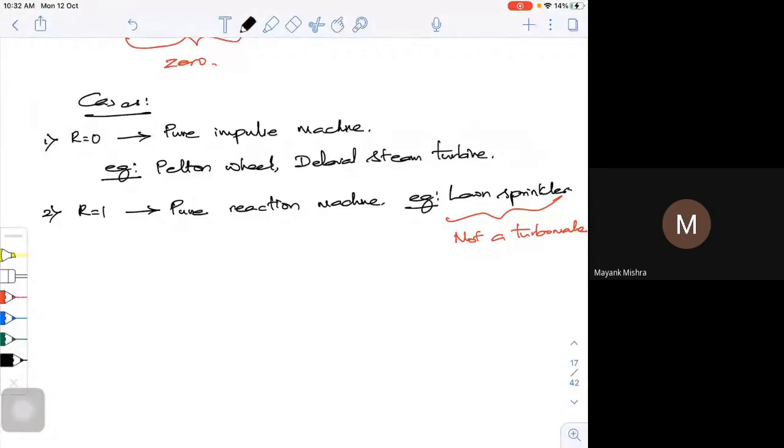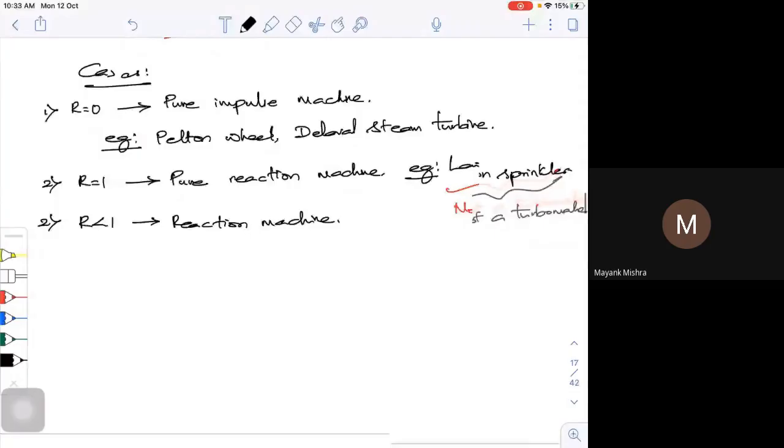But what is a practical turbo machine? A practical turbo machine will have R less than 1. Those are your reaction turbo machines. I can have a reaction of 0.7, 0.8, and so on. If R is equal to 0.5, there is a 50% degree of reaction. So 0.5, 0.6 are reasonable numbers where I can call those reaction turbines. This is about your degree of reaction.